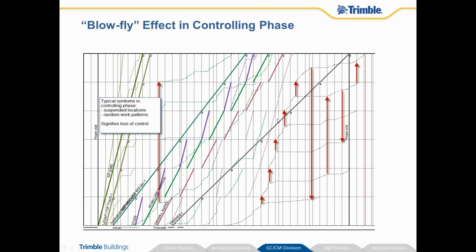But really what we're averting ourselves to is that the inconsistency between managing and completing a complete location of work resulted in very much a variable resource demand, indicating a loss of control. These random work patterns and suspended locations impacted our ability to actually complete this project on time. And that's one of the observations that we observed on QVMC.